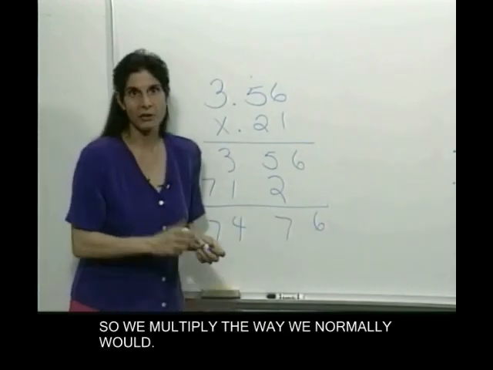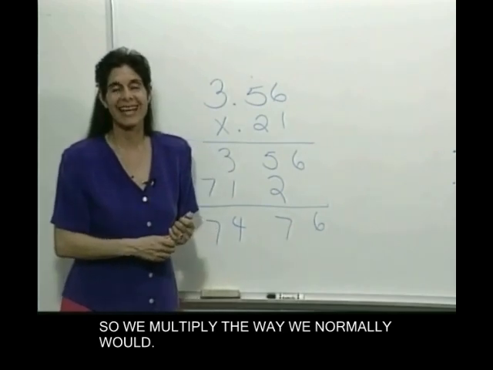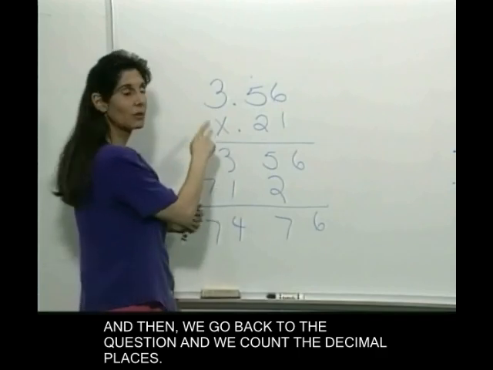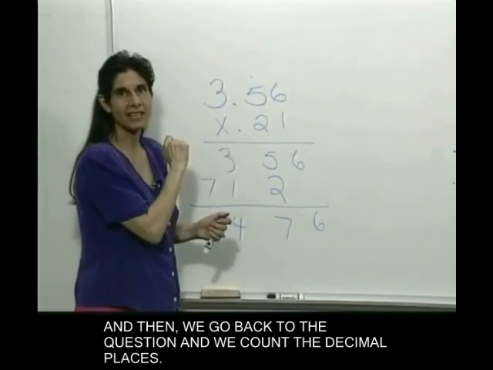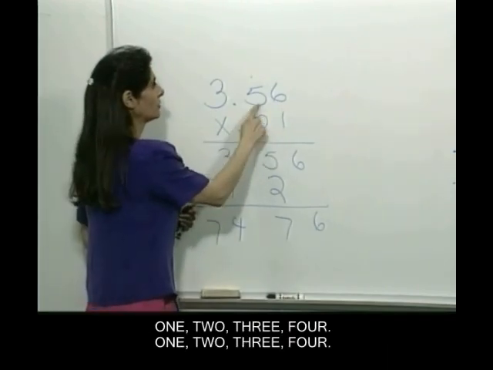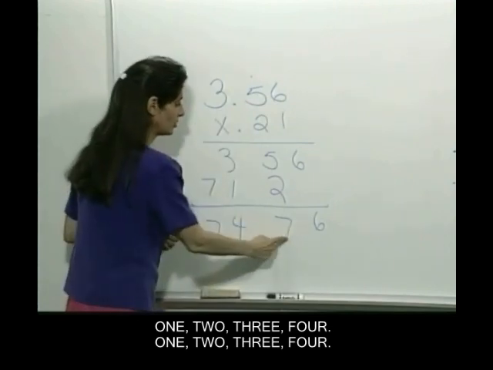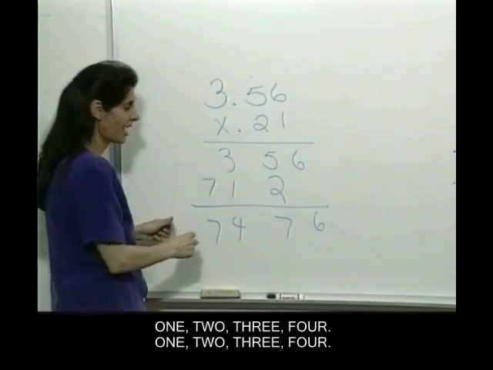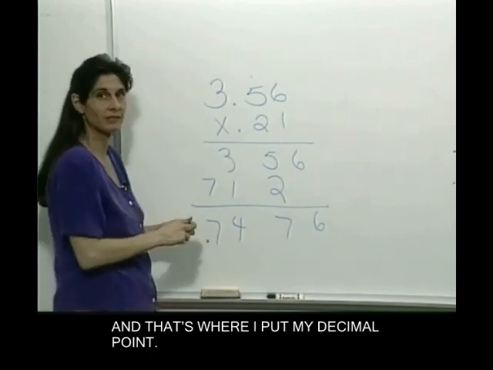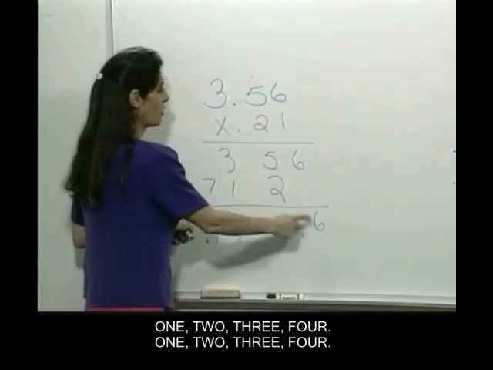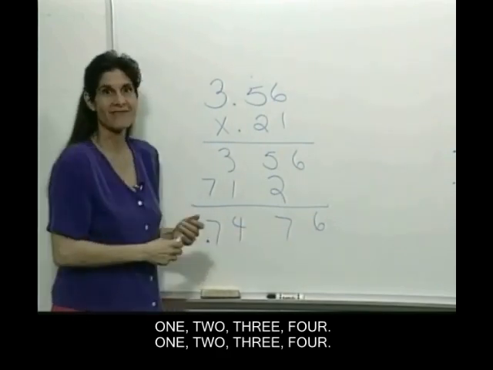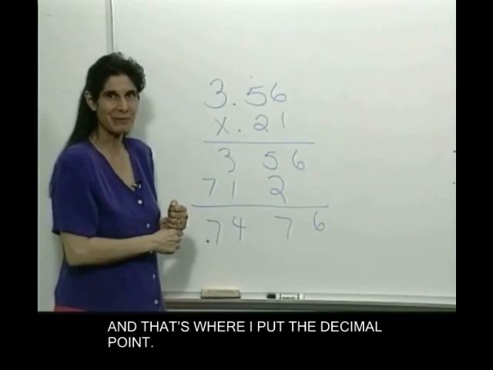So we multiply the way we normally would, and then we go back to the question and we count the decimal places. 1, 2, 3, 4. And that's where I put my decimal point.